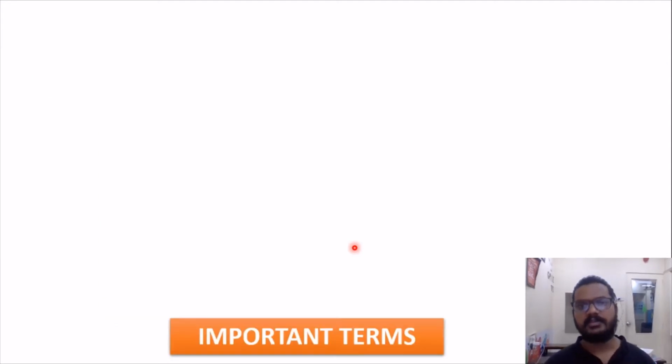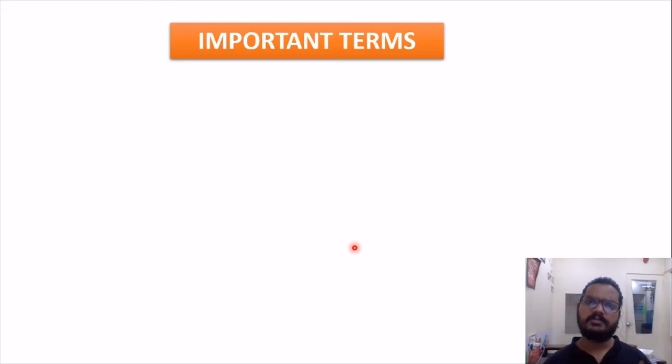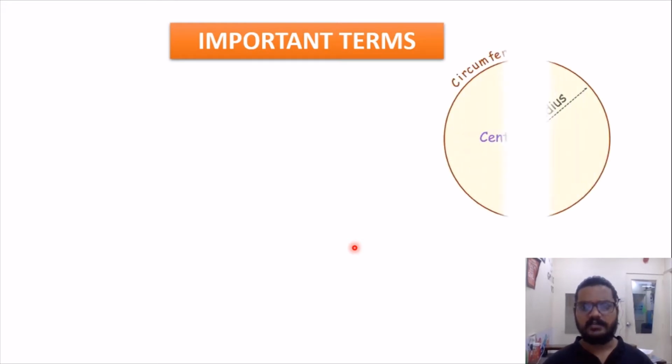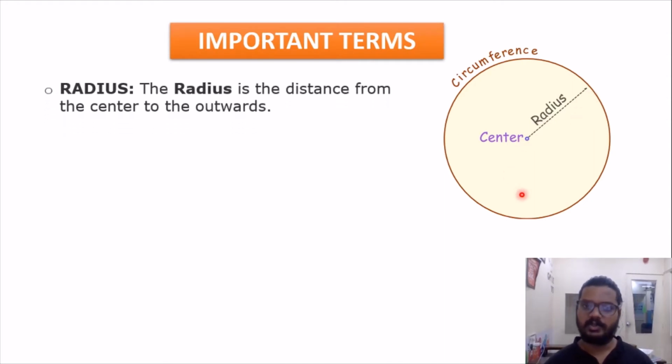Now moving further students, there are a few important terms which you need to remember whenever you are learning about a circle. So let's start with this. Let's observe this diagram. The very first important term is the center. Now if you draw a line from the center to the outward, what do we get? It's a radius. So do remember, radius is the distance from the center to the outward part of it, and you can draw the radius anywhere and everywhere from the center.